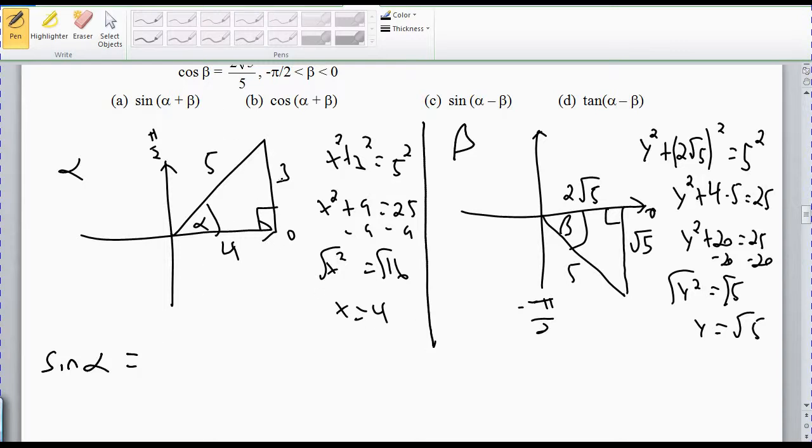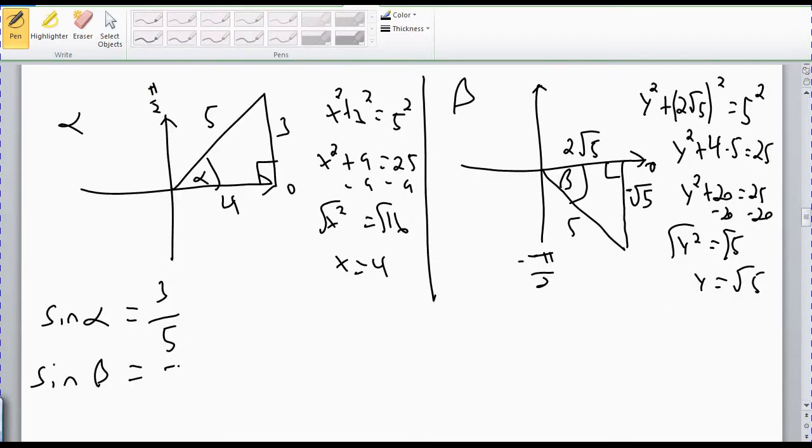Sine alpha is y over r, which is 3 over 5. Now let's find sine beta. Sine beta is the opposite, in this case square root of 5 over the hypotenuse, which is 5. Now, before I do that, we're in the fourth quadrant, which means our y values are negative. So let's go ahead and make that a negative square root of 5. So that's going to be negative square root of 5 over 5.